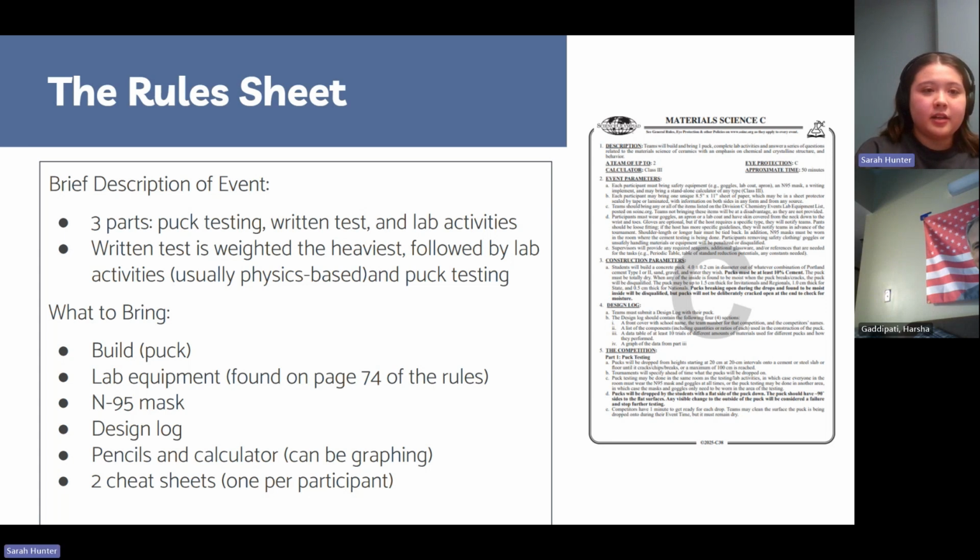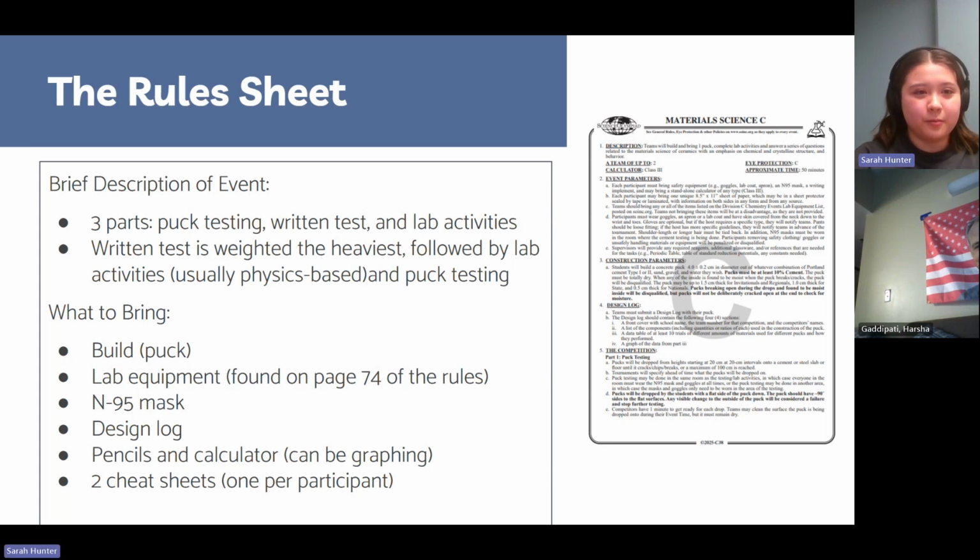And then along with the puck, you'll have to make a design log. So basically you just type it out in a Word document. In the rule sheet, it has certain parameters that you need to have. You have to have a cover sheet, a list of the components that you've made the puck out of, and a data table of at least 10 trials of different amounts of materials.